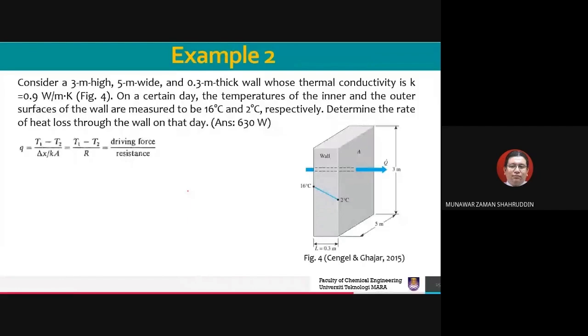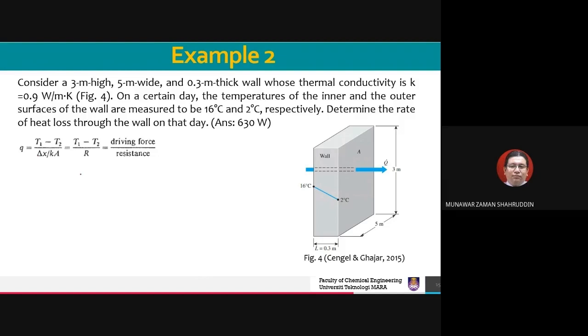Right, let's do this exercise example. You have a 3 times 5 area, so the area is 15 meters square, and the temperatures are 16 and 2. So the delta T is only 14, and you have a length of 0.3.